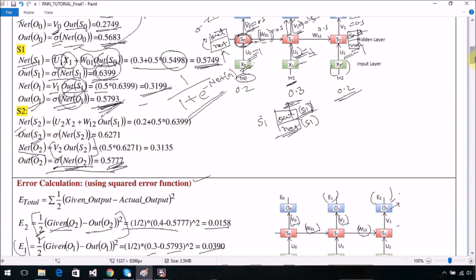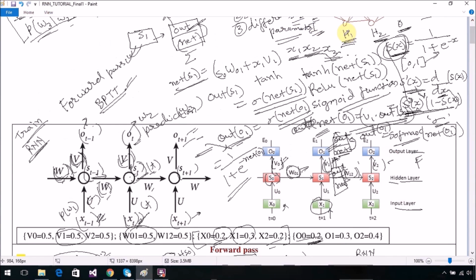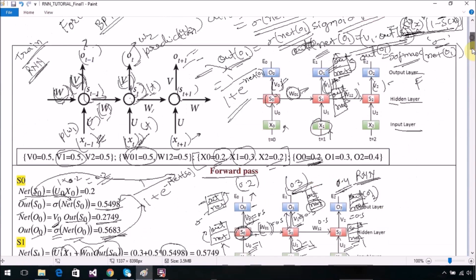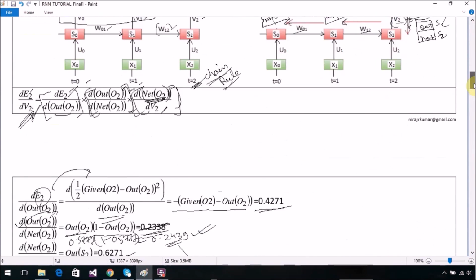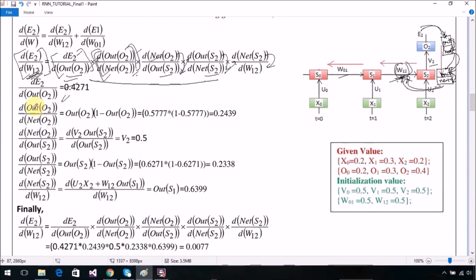We already defined the nature of sigmoid derivatives. Here in this case we already defined the nature of sigmoid derivatives. So in this case it will be equal to out O2 into 1 minus out O2. Just by putting the values we can get this result.